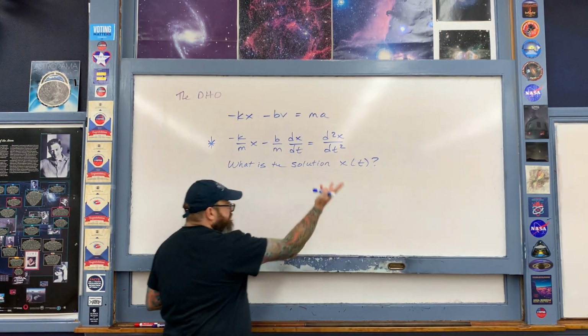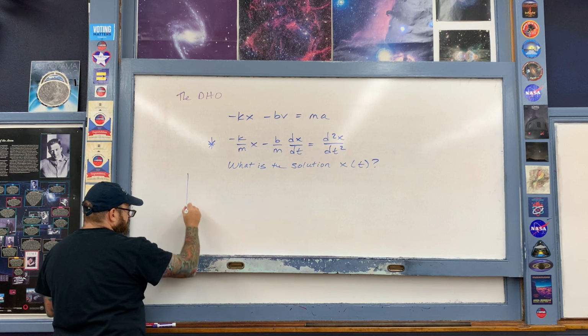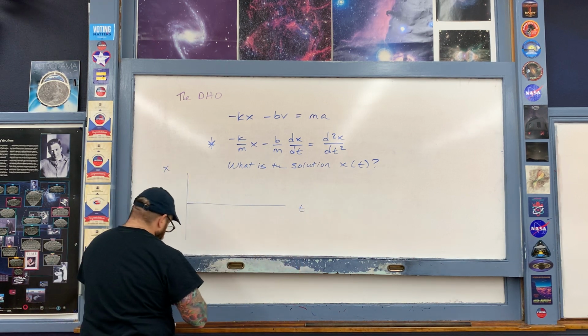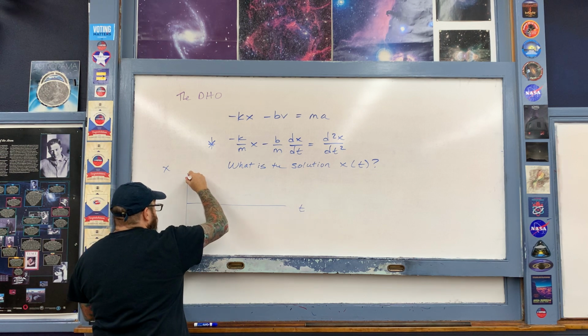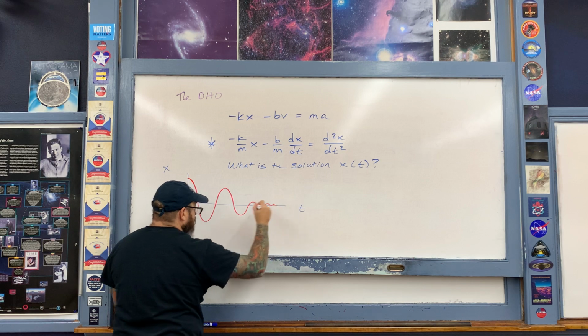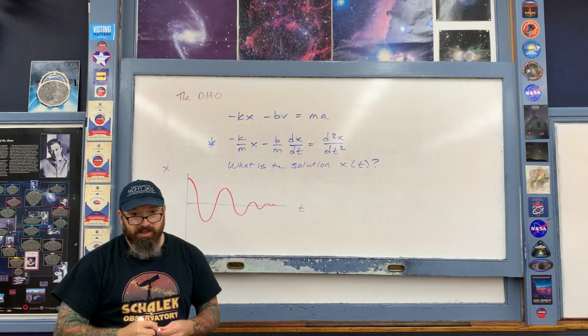Okay, so the graph of the solution ultimately then looks something like this. So here's our time axis, here's position like so, and I'm just going to draw here a cosine curve like so, but notice what's happening to the amplitude of that cosine curve. It is decreasing with respect to time.